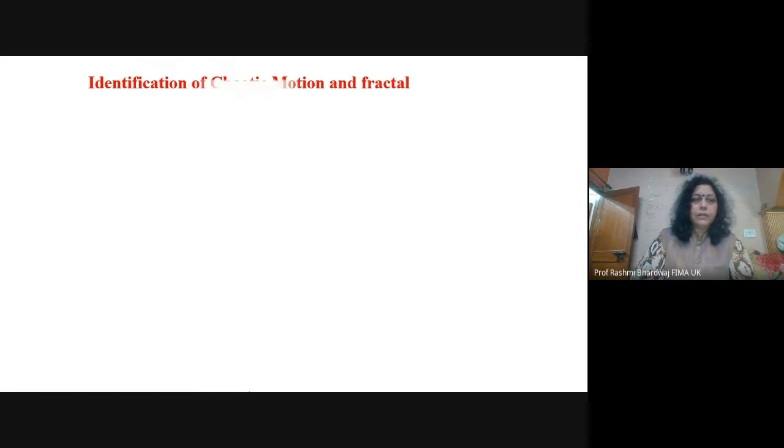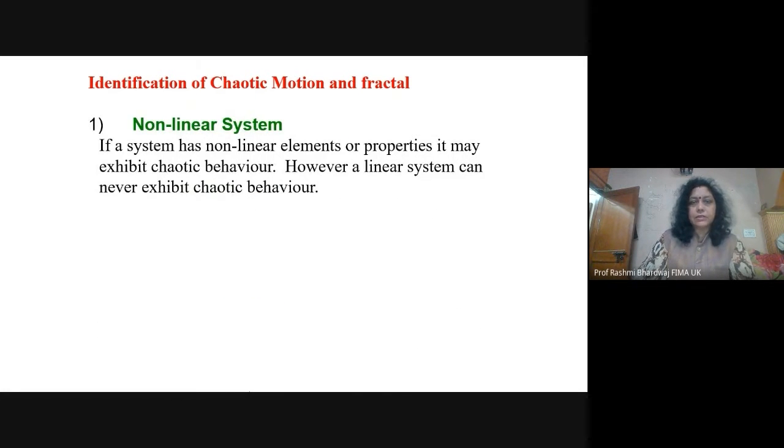So identification is if you have any chaotic motion or nonlinear system, so that is possible for the nonlinear system. So if a system has nonlinear elements or properties, it may exhibit chaotic behavior. A linear system may sometimes, when you are doing the superposition and the change in the variable, behave like a nonlinear system, and then it will exhibit chaotic behavior. But a general normal system can never exhibit chaotic behavior.